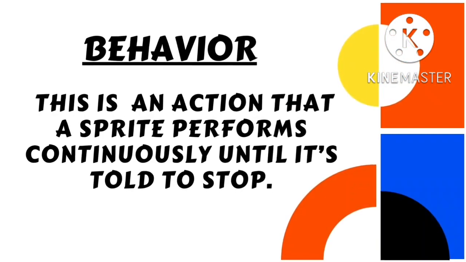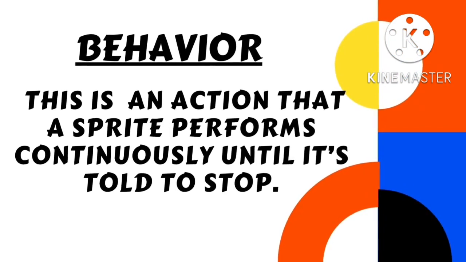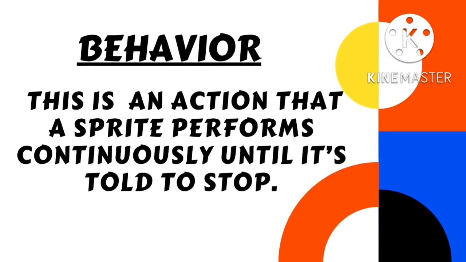Now let's talk about the next term, which is behavior. What is behavior in computer science? Behavior is an action that a sprite performs continuously until it's told to stop. So now let's head over to the Code Studio where we're going to be making sprites and programming our own fish tank.